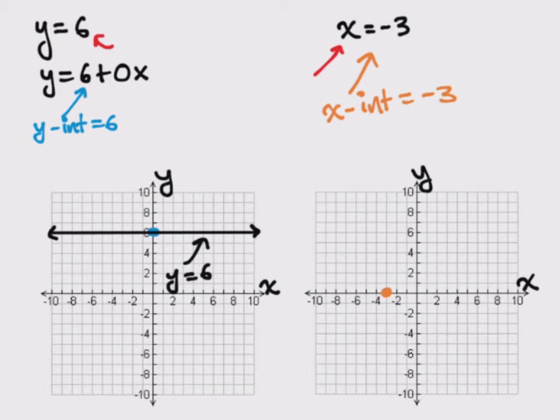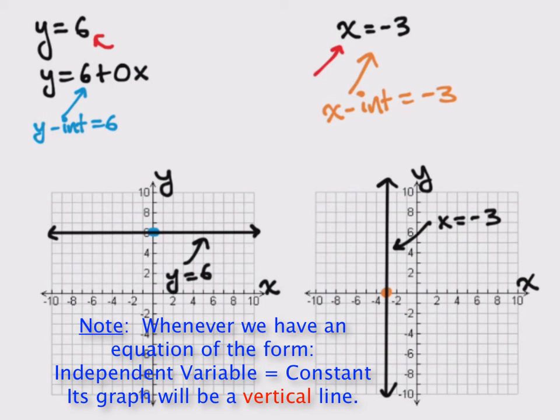And so if this line, which goes on and on forever in both directions, never intersects the y-axis, that means this line has got to be parallel to the y-axis. So the graph of the equation x equals -3 is going to be a vertical line parallel to the y-axis going through the point (-3, 0), which is our x-intercept. And in general, whenever we have an equation of the form independent variable equals a constant, just a number, that graph is going to be a vertical line.